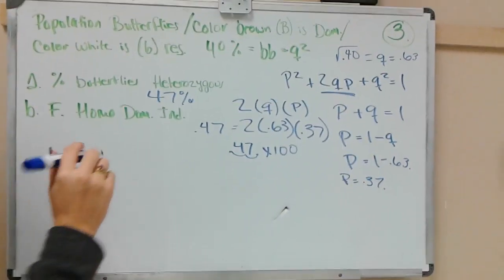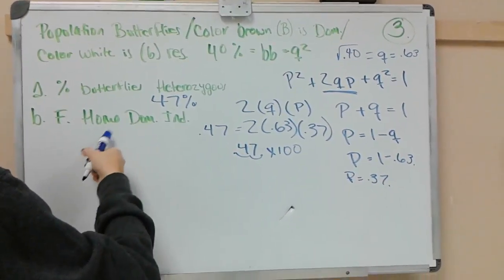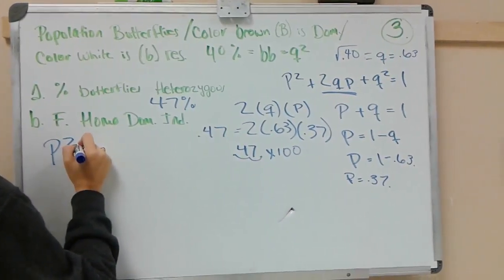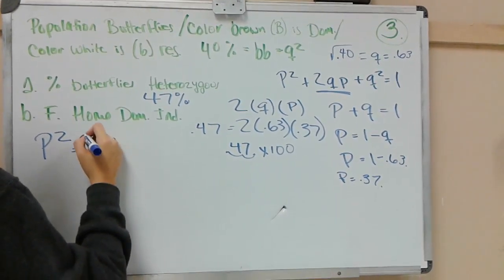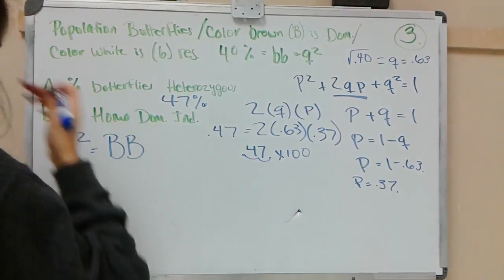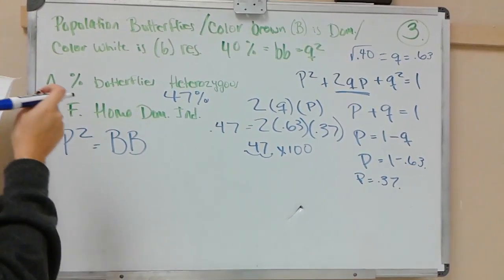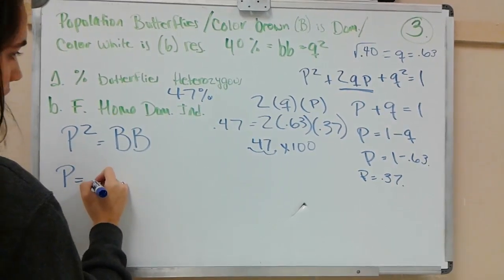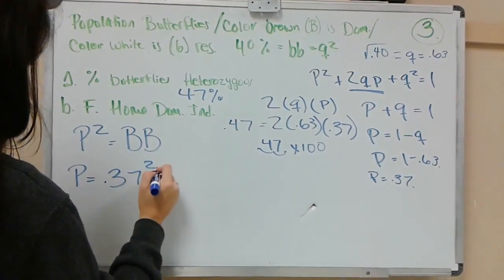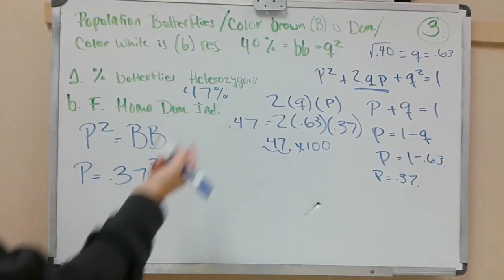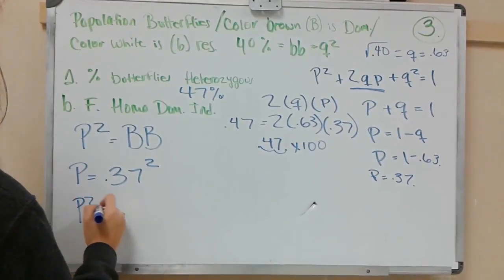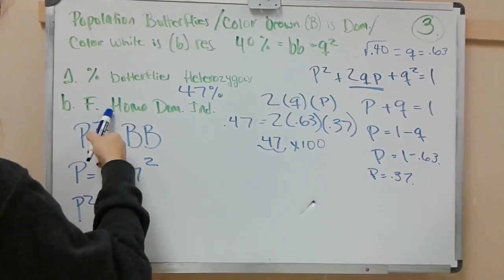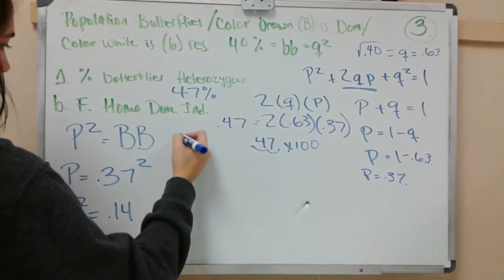Next we have B, and it's going to be asking for the frequency of homozygous dominant individuals. This is basically P squared, because P squared is going to equal the frequency of BB, big B, which is brown. So we're going to get P, which is 0.37, and simply square it, or take it to the second power. So P squared is going to equal 0.14, and that is the frequency of homozygous dominant individuals in this population.